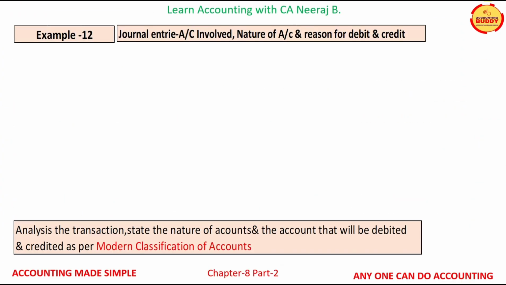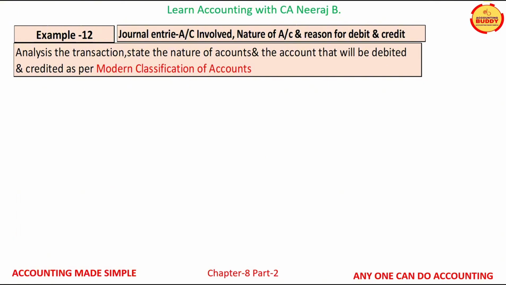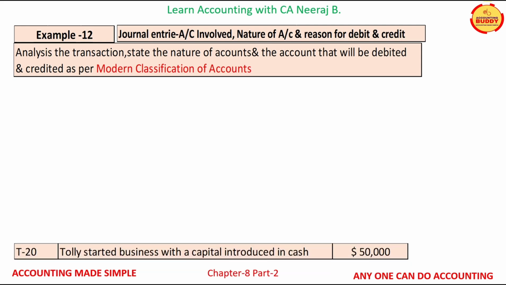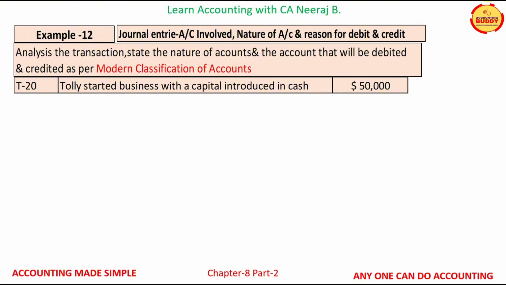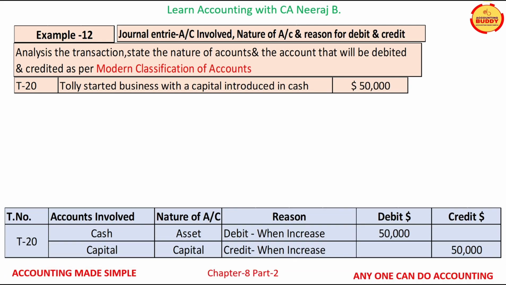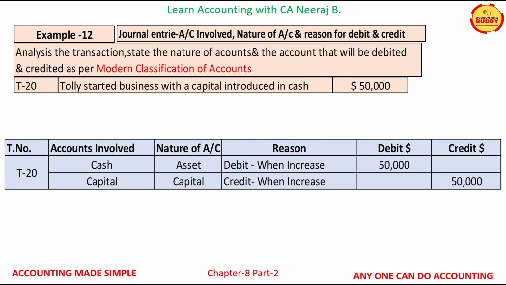Another illustration on your screen is: analyze the transaction, state the nature of accounts and the account that will be debited and credited as per modern classification of accounts. Transaction T20 on your screen is Tully started business with a capital introduced in cash amounting to $50,000. The two accounts which are getting affected are the cash account and the capital account.